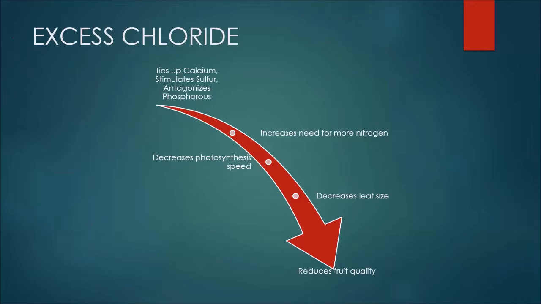So what we see in the plant is when you have excess chloride, it will immediately tie up calcium within the plant. It will stimulate sulfur and antagonize phosphorus, and all of these increase the need for nitrogen, decrease the photosynthesis speed, decrease leaf size, and reduce fruit quality. So all of these toxicities are acting in a cascade of nutrient de-synergy. And this is what's happening in your Mulder's wheel without you really fully grasping it, potentially.